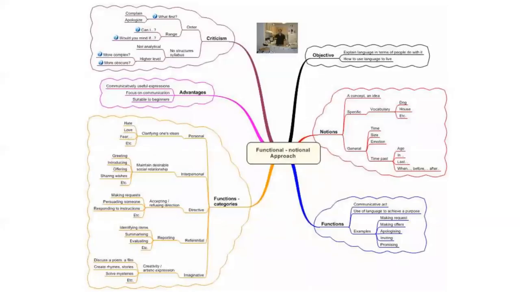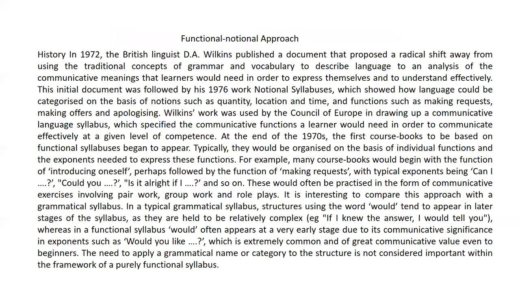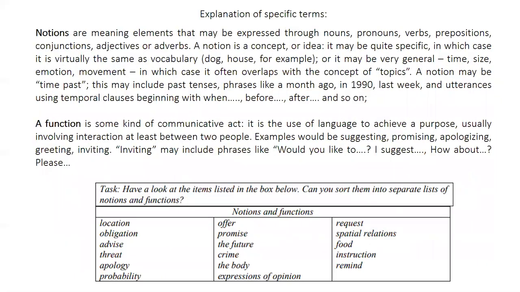Okay, next we have the functional notional approach. It has a long history, but I will not read the history. Let's go straight to its function. So when we talk about functional notional approach, we have this objective, and we have notions, we have function categories, then we have advantage and criticism. Those are the features of the functional notional approach.